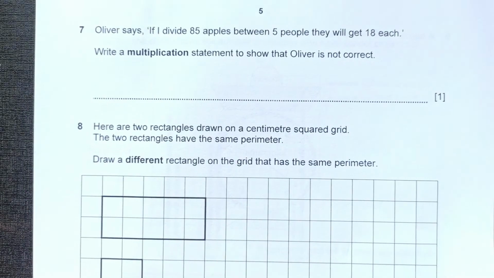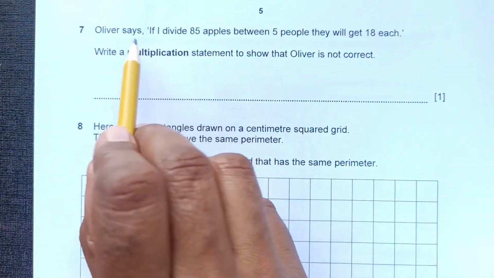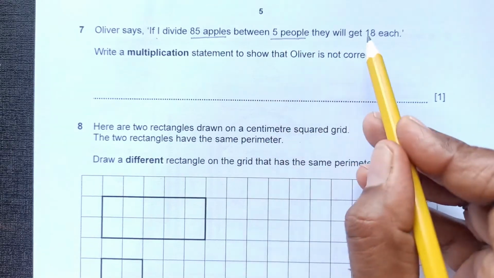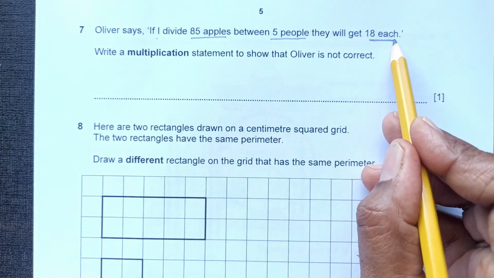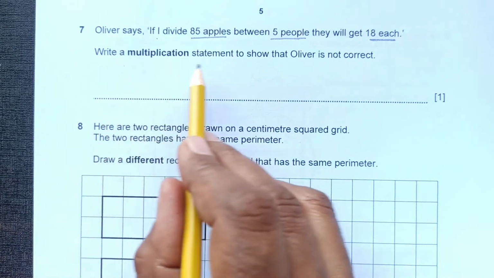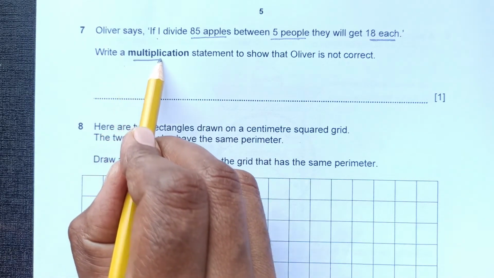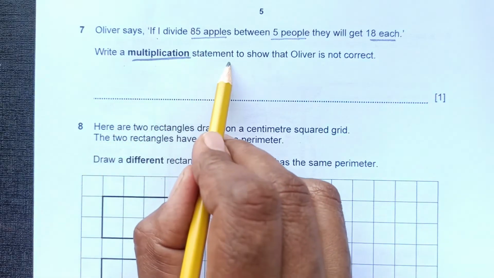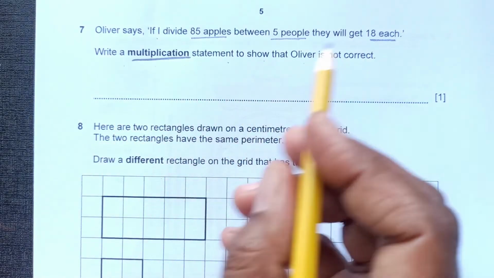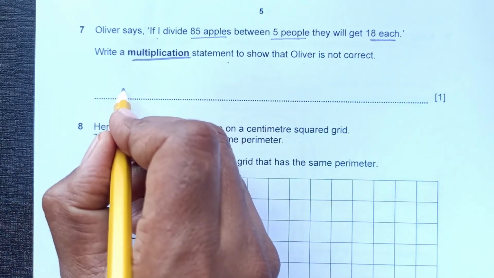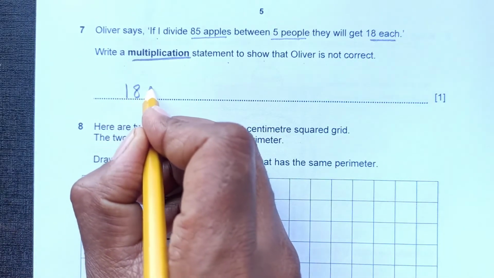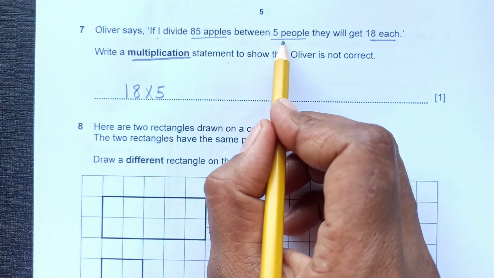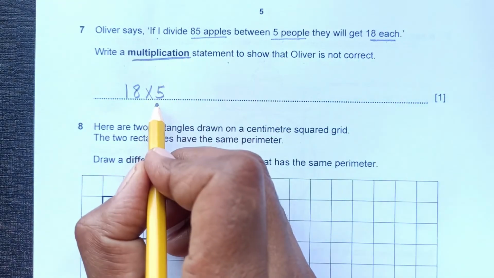Question 7. Oliver says, if I divide 85 apples between 5 people, they will get 18 each, right? So write a multiplication statement. See, multiplication is highlighted, so you cannot use division here. Write a multiplication statement to show that Oliver is not correct. So if each person gets 18, times 5, there are 5 people.